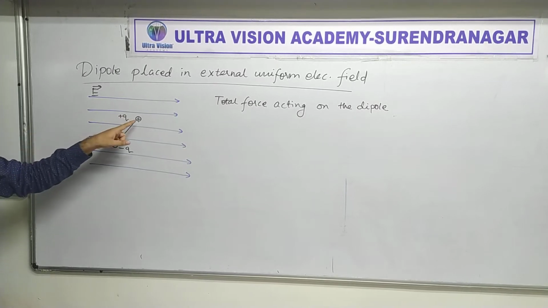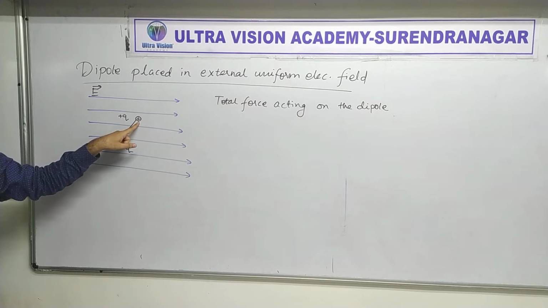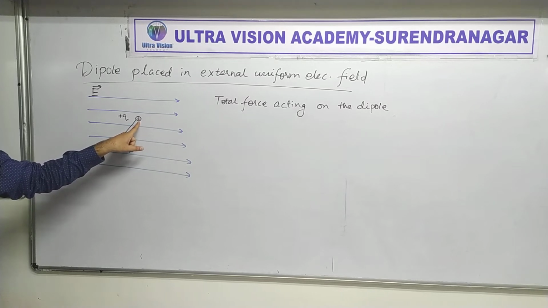If there is a positive charge placed inside an electric field, this positive charge, where is it placed? Is it inside the electric field? Yes or no? Yes. Then there will be a force on it. How much force? If you put a charge inside an electric field, how much force acts on the charge? F vector equal to QE vector. Do you remember? Yes. Okay, fine.